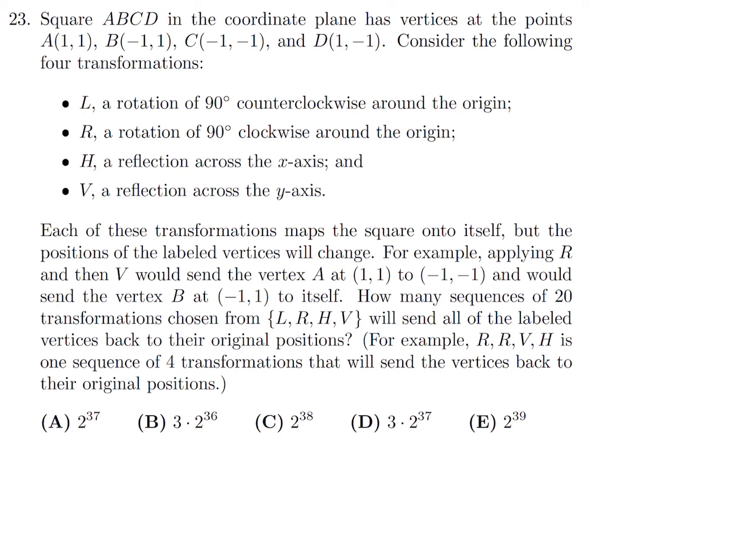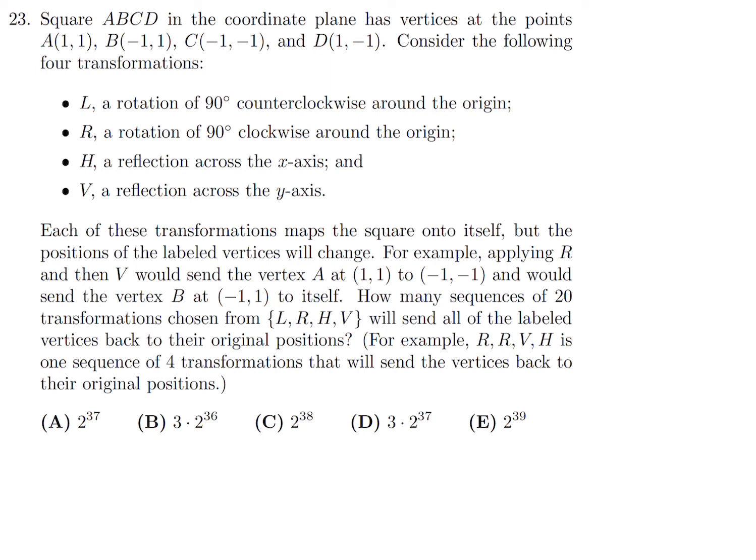Square ABCD in the coordinate plane has vertices at the points A, 1, 1, B, negative 1, 1, C, negative 1, negative 1, and D, 1, negative 1. Consider the following four transformations. L, a rotation of 90 degrees counterclockwise around the origin. R, a rotation of 90 clockwise around the origin. H, a reflection across the x-axis. V, a reflection across the y-axis.